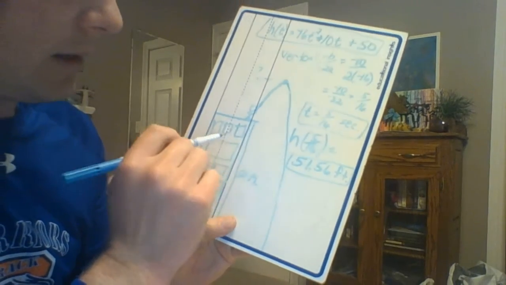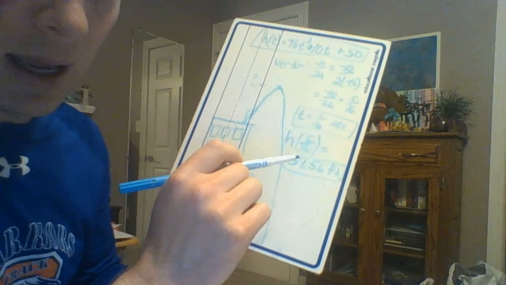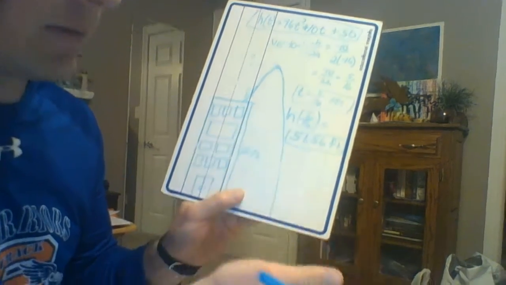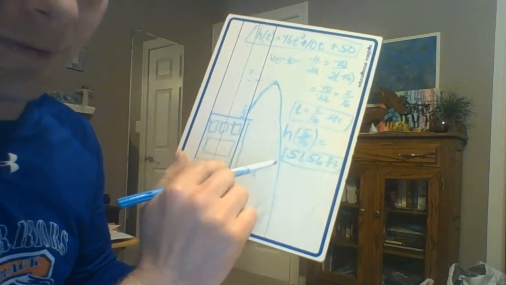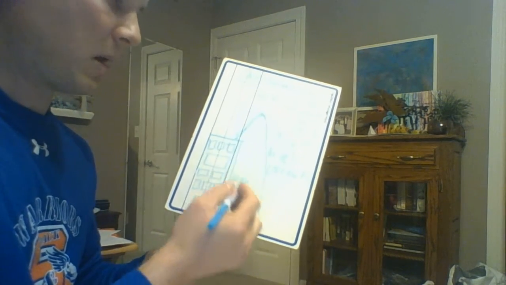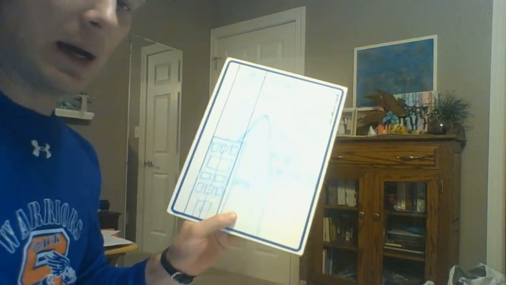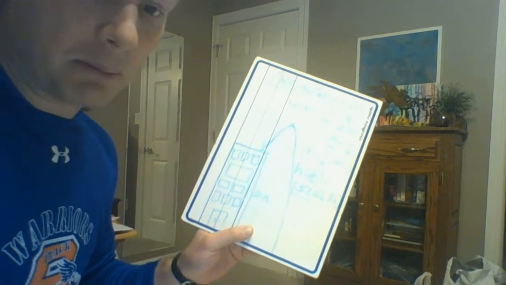Huh, that's interesting. We were at 50 feet, it only went 51.56. So 10 feet per second for an initial velocity is not very fast. So this person barely threw it up. It only went about 1.5 feet higher than the top of that building and then came down. So it was kind of a wimpy throw, but that's where we're at.